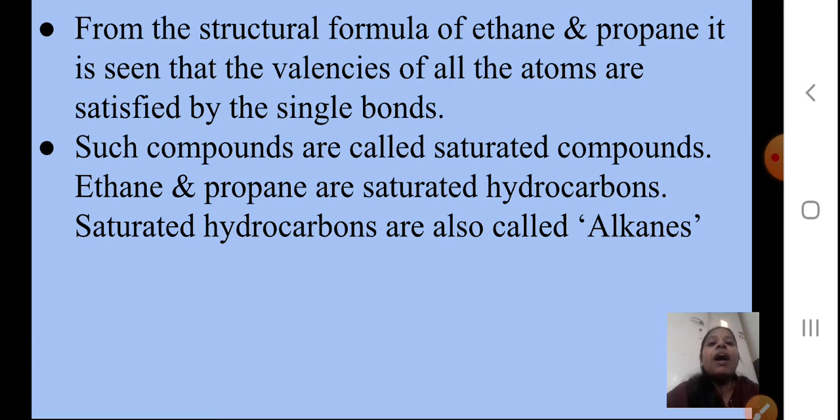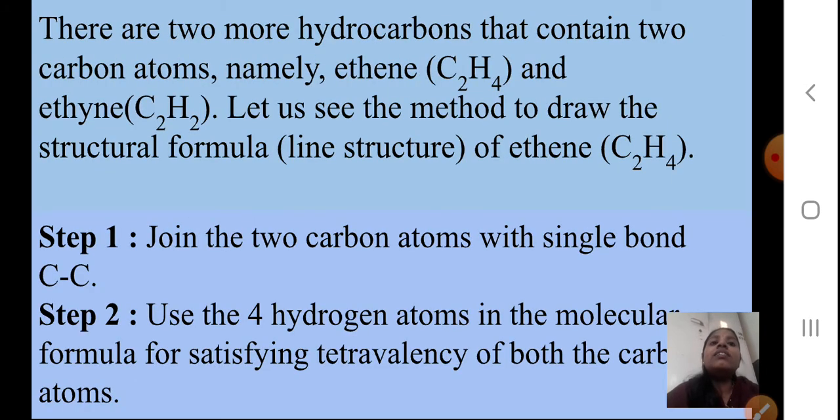So this was the first part we studied, about the saturated hydrocarbons, which we called alkanes. Now we will proceed. There are 2 more hydrocarbons that contain 2 carbon atoms, namely ethene and ethyne. C2H4 is ethene and C2H2 is ethyne. Let us see a method to draw the structural formula, that is the line structure of ethene, C2H4. Let us see the steps we have to follow. Step 1, join the 2 carbon atoms with a single bond.